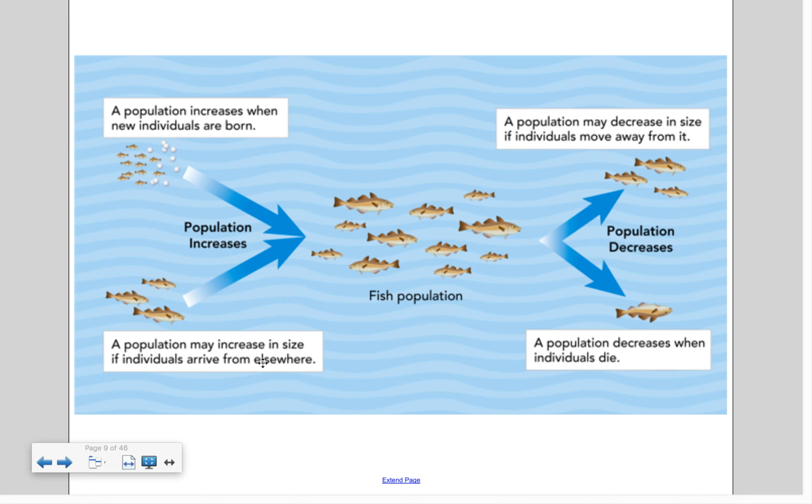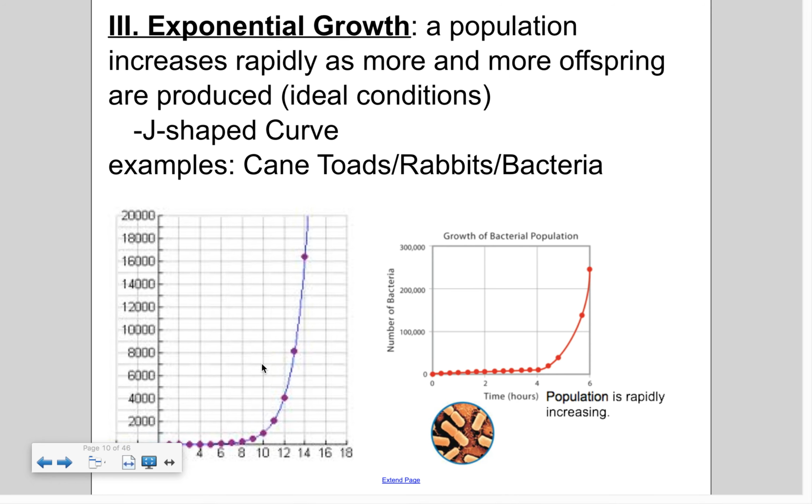Today, I'm going to focus on 2 types of growth: exponential growth versus logistic growth. Exponential growth means that the population is going to increase extremely rapidly because the conditions are very ideal. Lots of resources, more and more offspring can be sustained in that area. When you graph it out, you'll see a nice J shape. So J-shaped curves are exponential growth.